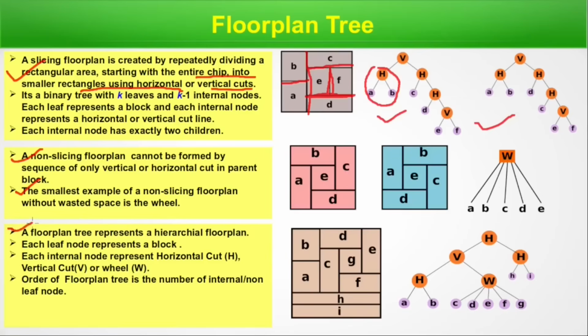Now floor plan tree. A floor plan tree represents a hierarchical floor plan. Each leaf node represents a block. Each internal node represents a horizontal cut, a vertical cut, or a wheel. There are three options. The order of a floor plan tree is the number of internal or non-leaf nodes. So how can we represent it using tree and wheel together? Both things are here.